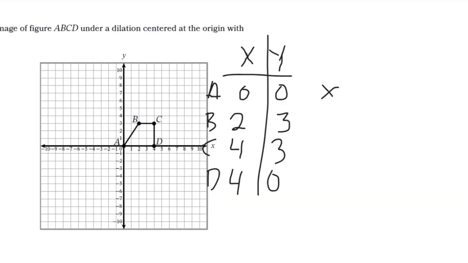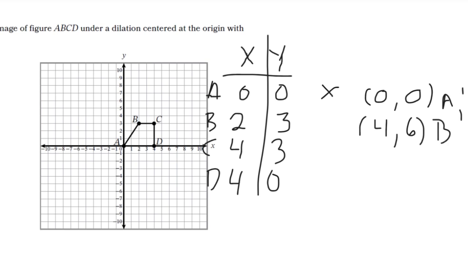So to get our new points, what we're going to do is multiply by 2 to each of the first points, and we're going to get the prime or the copy of the first point. So for A, we get 0, 0 because 0 times anything is 0. B prime, we get 4 and 6. For C prime, we get 8 and 6. And for D prime, we get 8 and 0.